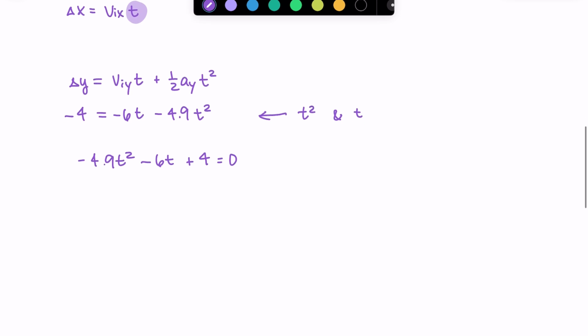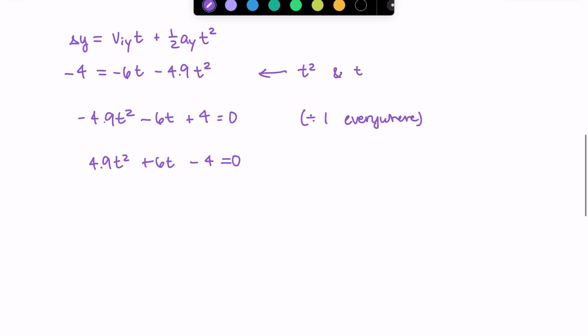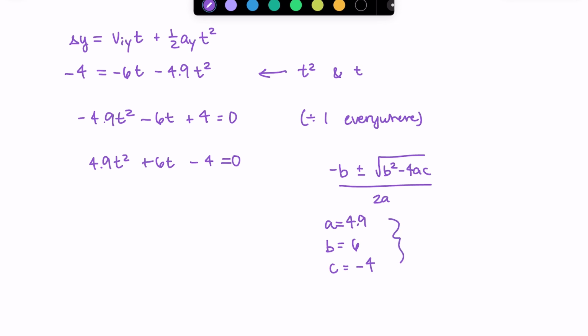This is set up like a quadratic. By the way, let's just divide by -1 everywhere so we can get rid of all of the negative signs. So 4.9 t squared plus 6t minus 4 equals 0. Then you're going to want to plug this into your calculator or use the quadratic formula, negative b plus or minus the square root of b squared minus 4ac all over 2a. In this case, a is 4.9, the coefficient in front of the t squared. B is 6, the coefficient in front of the t. And c, just the constant at the end, negative 4. So you could go ahead and plug that in here.